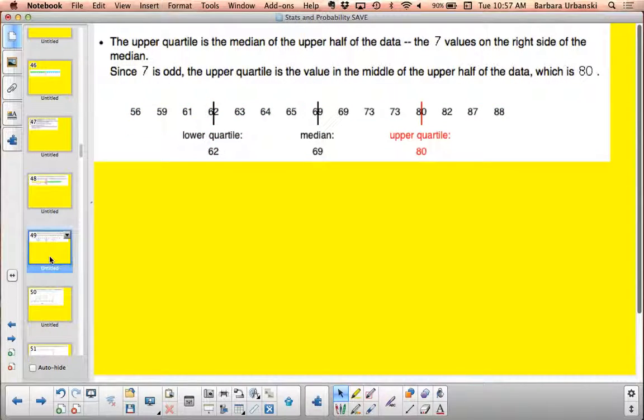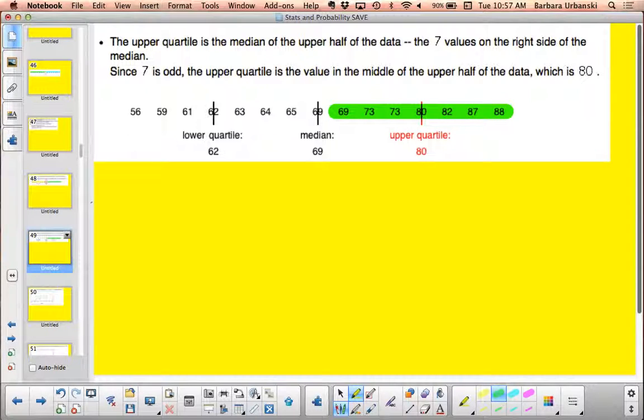And we have our upper quartile using the same strategy: 69, 88, 73, 87, 73, 82. Right there we have 80 as part of our data set.